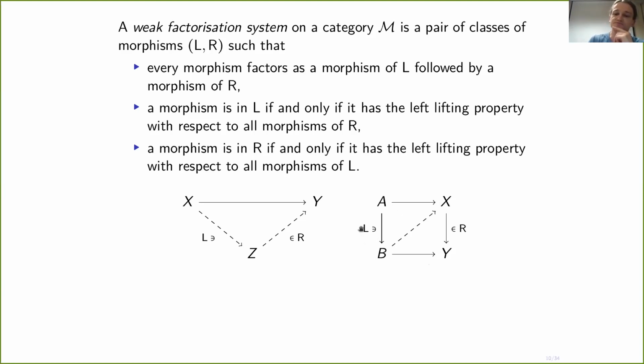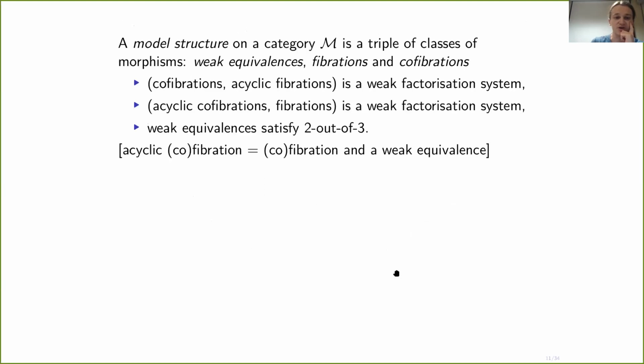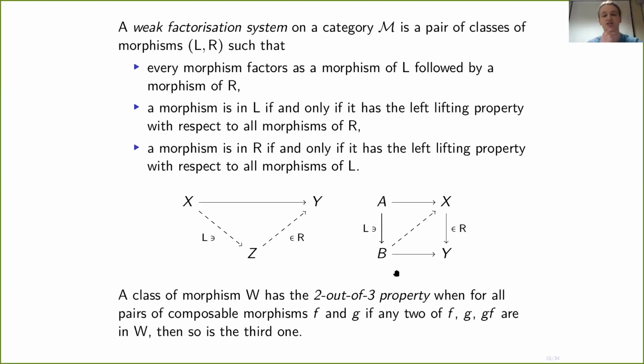And moreover, L and R determine each other by this lifting property. So a thing is in R if and only if it has such a lifting property with respect to all things in L and vice versa. So that's what we call a weak factorization system. That's one thing that's needed in the definition of a model category. The other one is the 2 out of 3 property, which says that a class of morphisms W has this 2 out of 3 property if whenever I have two composable morphisms F and G, if any two of FG, F, and G are in W, then so is the third one.